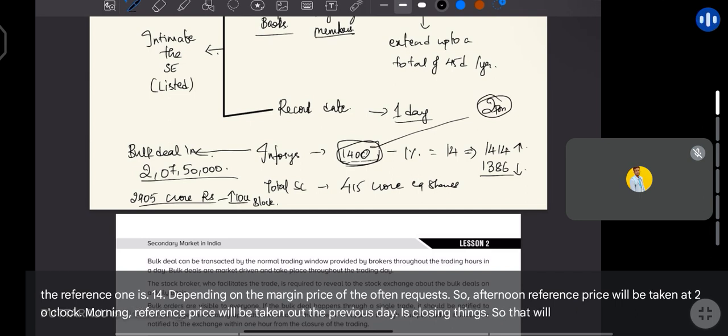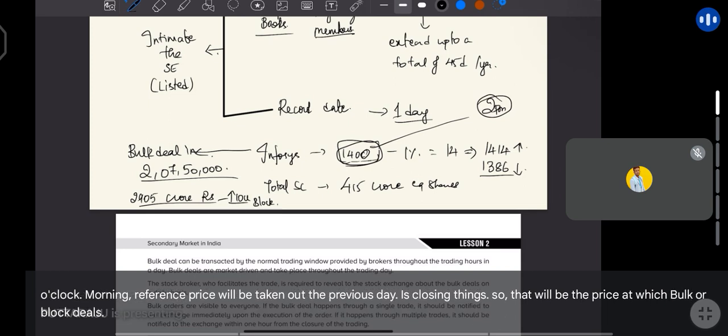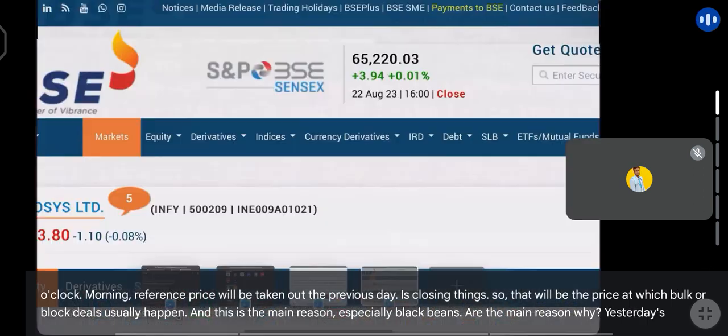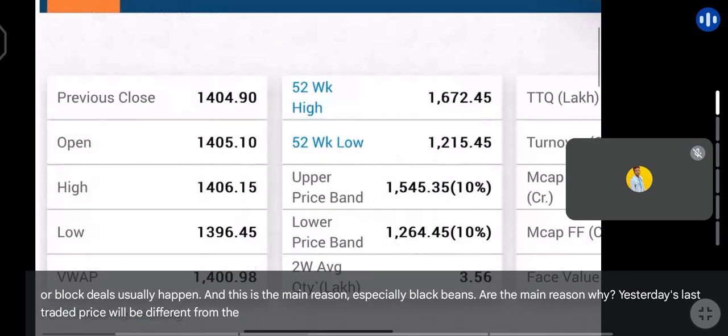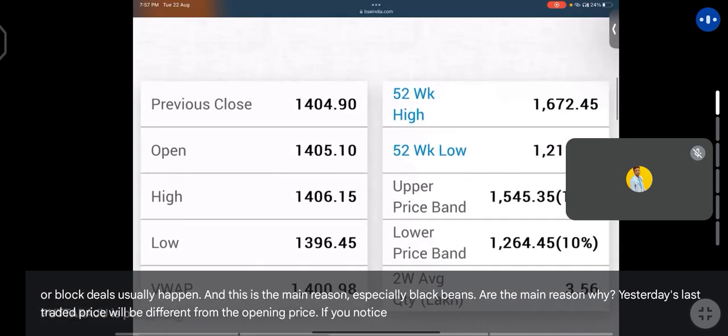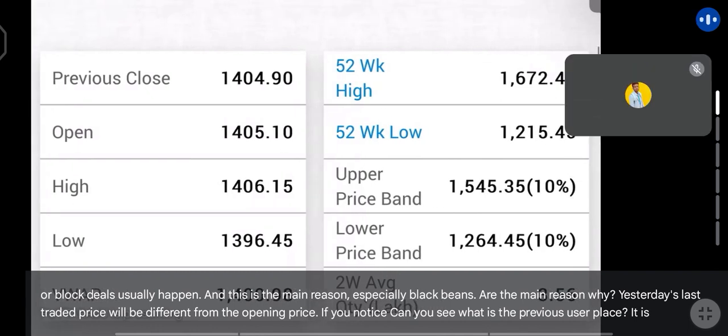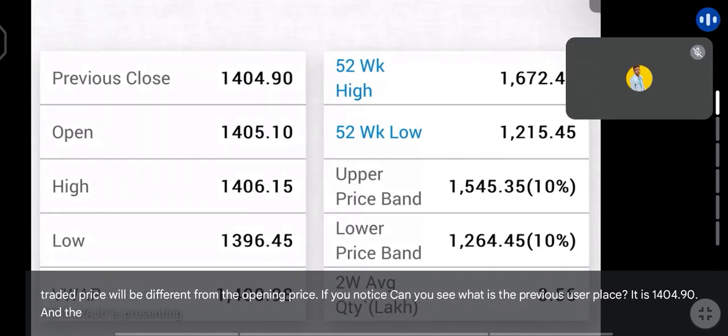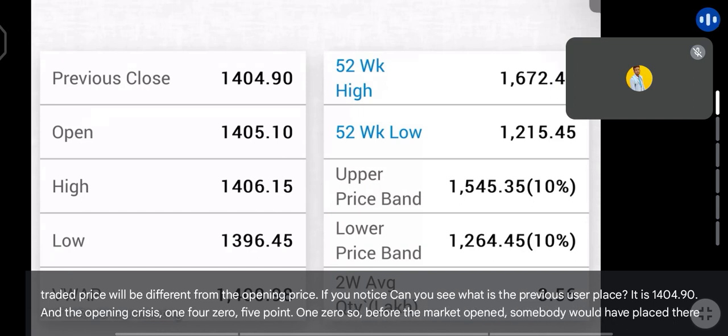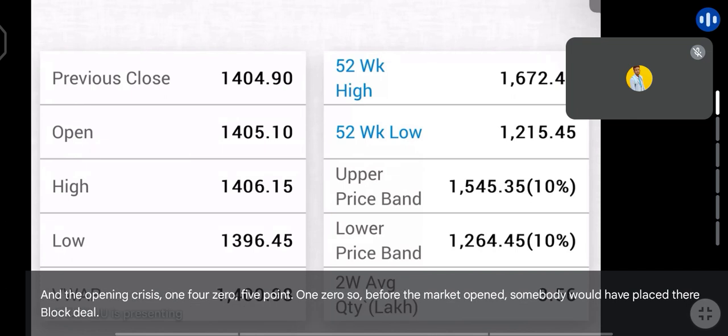So that will be the price at which bulk or block deals usually happen, and block deals especially are the main reason why yesterday's last traded price will be different from the opening price. If you notice, can you see what the previous closing price is? It is 1404.90 and the opening price is 1405.10.